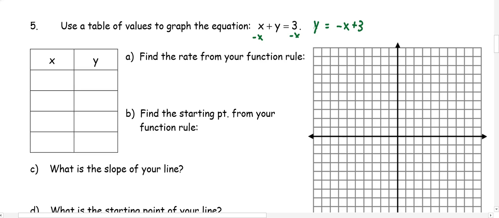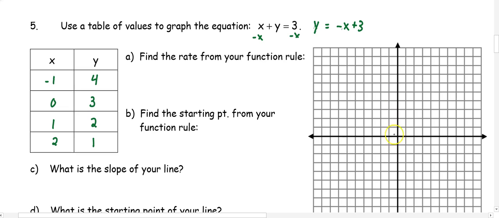Now, because x is not a fraction, we can pick any values we want for x. I'm going to stick close around 0, so I'm going to say -1, 0, 1, and 2, just so I make sure that my points are going to fit on the graph. So -1, we're going to put in for x, so -(-1) becomes +1 plus 3 is 4. -0 plus 3 is 3. Negative times 1 plus 3 is 2. And negative times 2 plus 3 is 1.